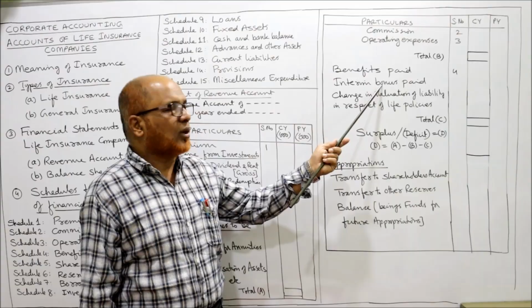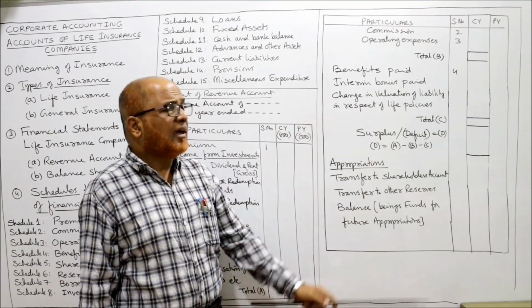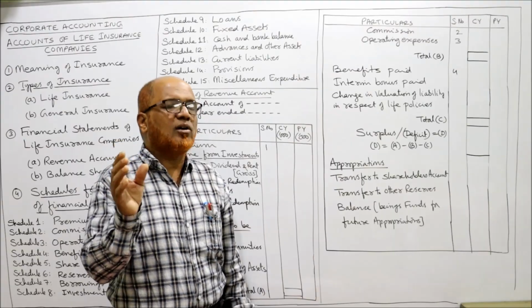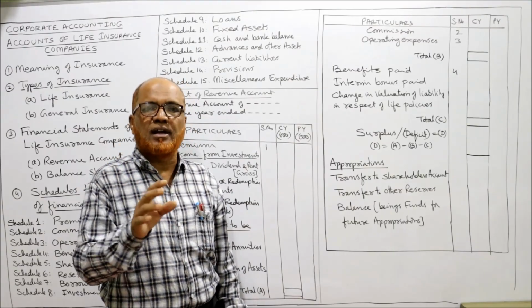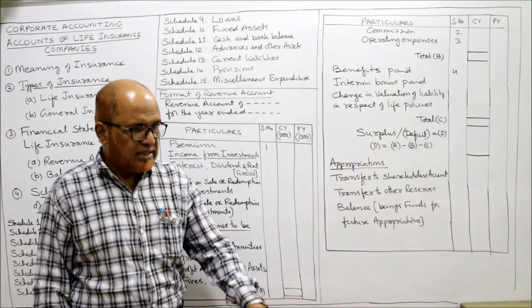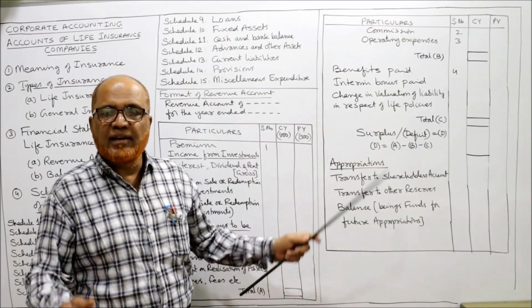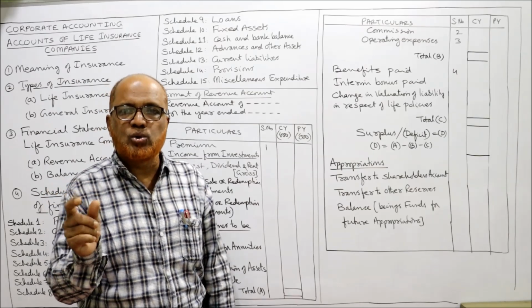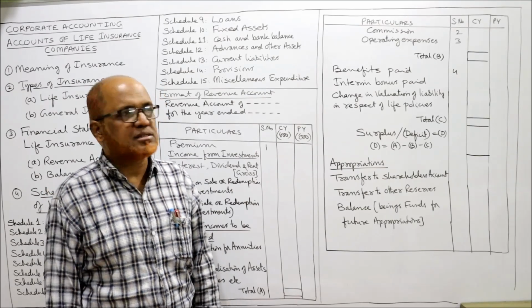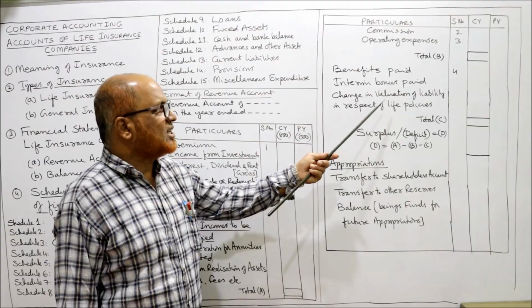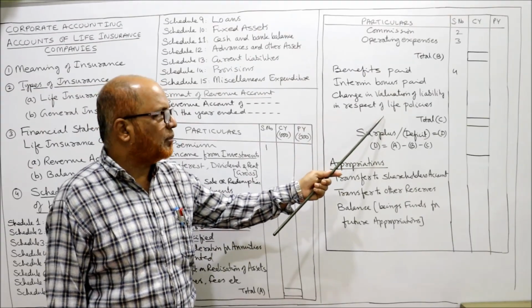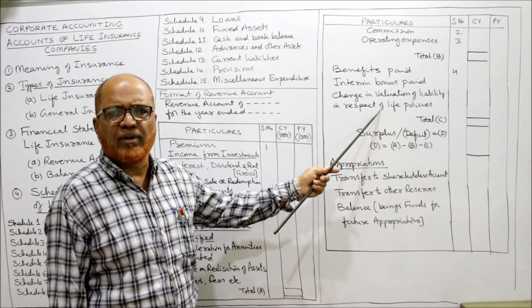Then interim bonus. The detail regarding this, the meaning of the term, what is bonus, what is interim bonus, we are going to discuss in the next topic. I'll give you the explanation of all the terms which are frequently used in insurance business. Then change in the valuation of liability in respect of life policies. This we'll discuss while doing the problem. In some problems it will be there, not every problem.